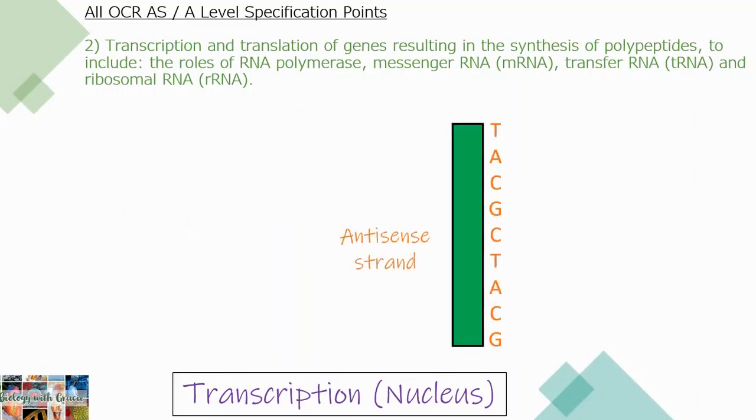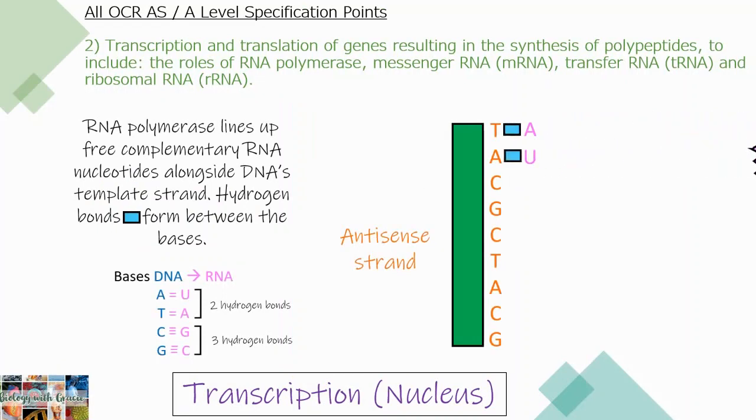So RNA polymerase actually lines up 3 complementary RNA nucleotides alongside the DNA's template strand, and then hydrogen bonds form between the bases. So just a reminder that the bases for DNA are A, T, C and G, and the bases for RNA are U, A, G and C, so not T but U.